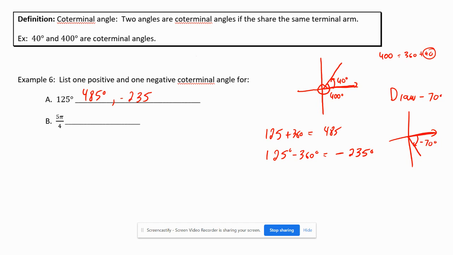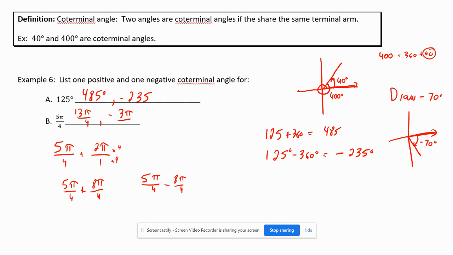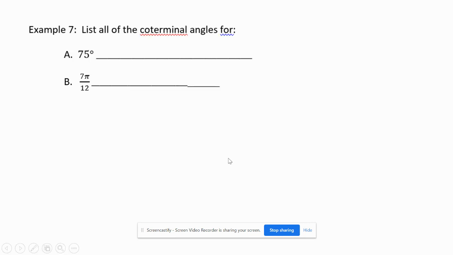All right, for example 6, similar idea, except instead of adding 360, I'm going to add 2 pi, because 360 is the same thing as 2 pi in radians. Now, the trick here is we're adding fractions. So I'm going to make this 2 pi over 1, and multiply the top and the bottom by 4. That gives me 5 pi over 4 plus 8 pi over 4 equals 13 pi over 4. If I do the same thing and subtract, we're going to get negative 3 pi over 4. Okay, so there's your positive and your negative coterminal angle.